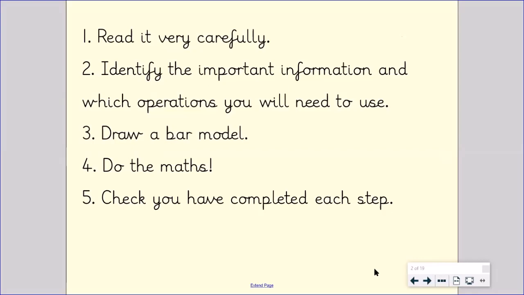For some of these questions, you may need to do a bar model for one part and then get a bit more information and then do another bar model for the next part of the question. Then do the maths, solve the equations that you have found, and then finally check that you have completed each step and fully answered the question. Remembering when we're answering a word problem, often we need to use a sentence to answer the question properly.